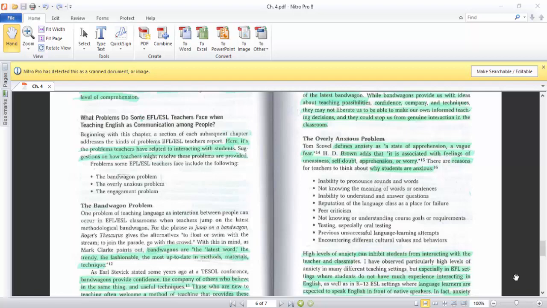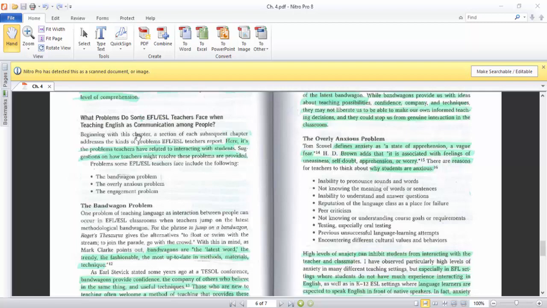Okay, in previous questions, we dealt with different questions, like what is the main goal of a communicative classroom, what makes a classroom communicative, and what roles a native or near-native English speaking ESL, EFL teacher is expected to play. Today we ask: what problems do some EFL, ESL teachers face when teaching English as communication among people?